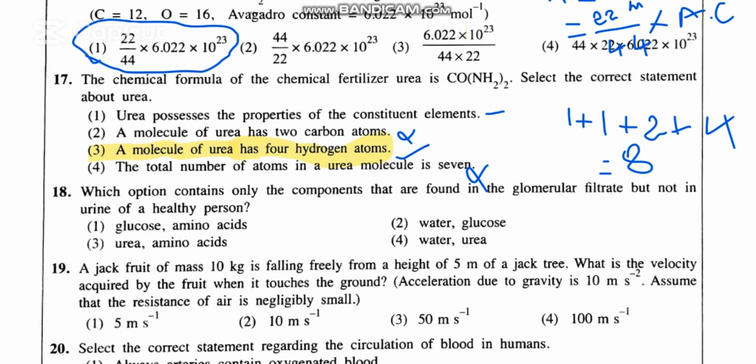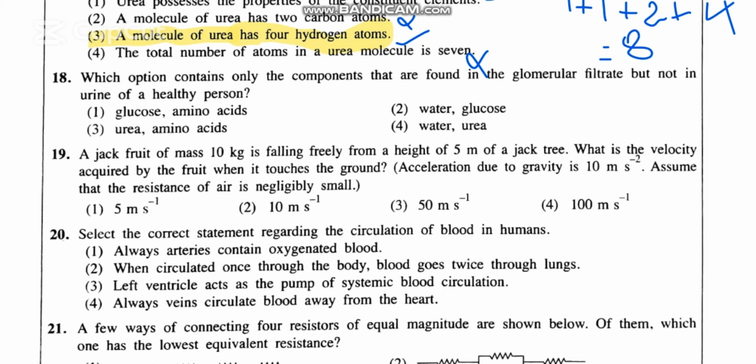18th one. Which option contains only the components that are found in the glomerular filtrate but not in the urine of a healthy person? Now you know urine is filtered in 3 steps: ultrafiltration, selective reabsorption, and secretion. So, glomerular filtrate but not in the urine of a healthy person.